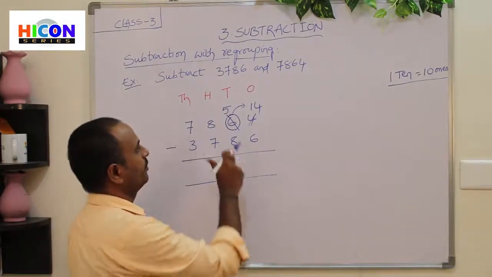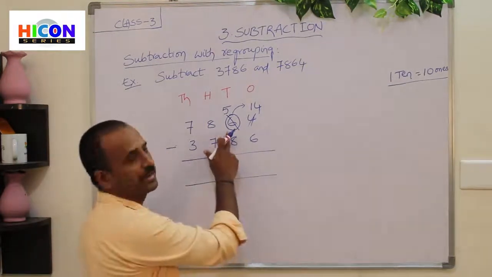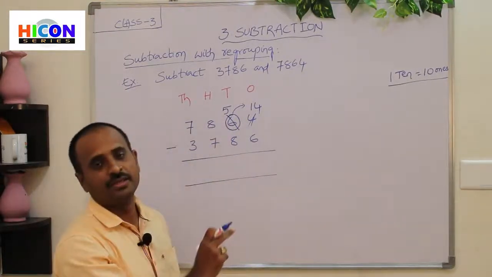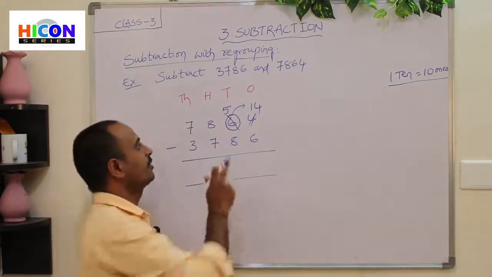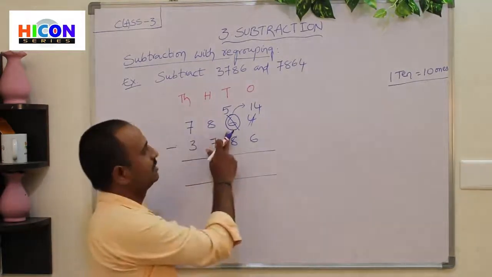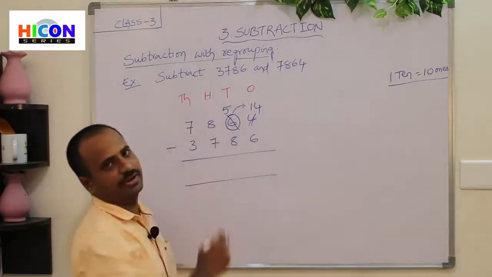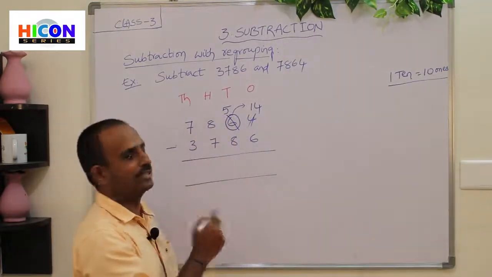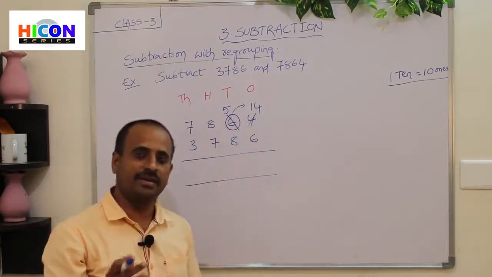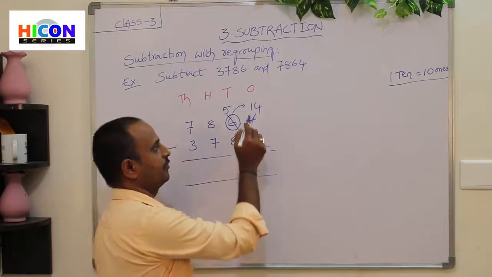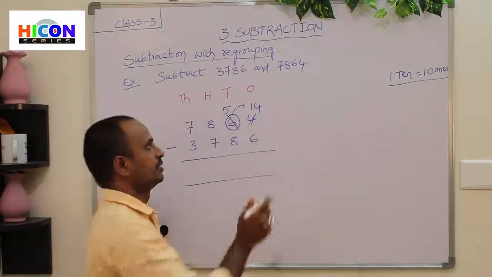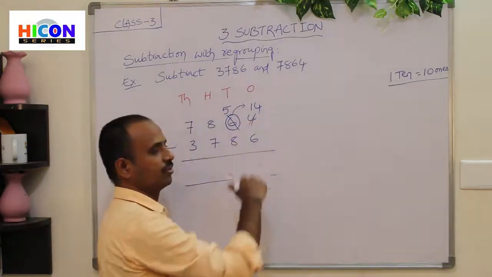So here we have to borrow from the next place. What is the next place? Tens place. There are 6 tens in the tens place. So borrow 1 ten from the 6 tens, and there will be 5 tens remaining. So write 5 here. Next, when 1 ten is carried to the ones place, it becomes 10 ones. Already there are 4 ones, and with these 10 ones the total becomes 14 ones. So write 14 here. Now do the subtraction.